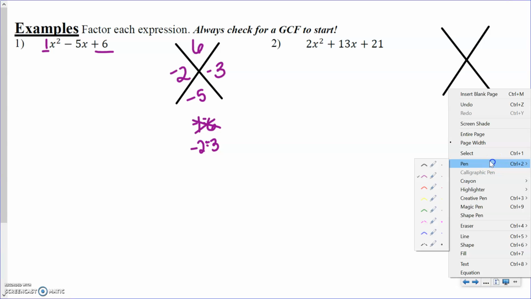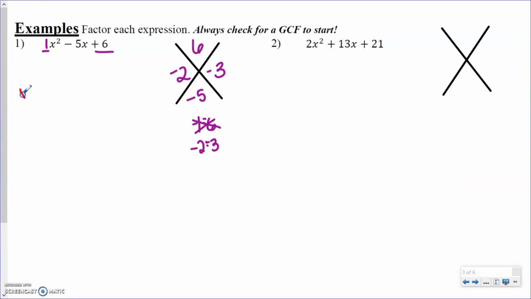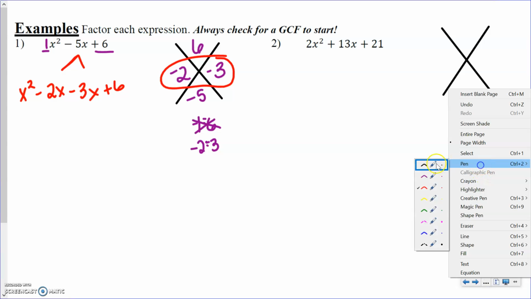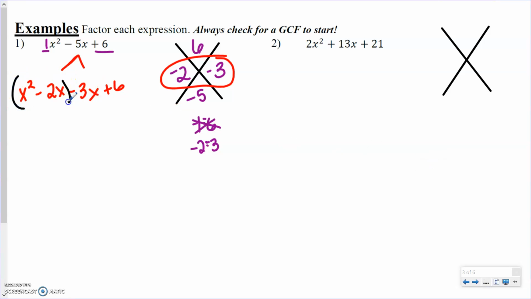So from here, we're going to do that AC split. So A stays the same, C stays the same. We're going to split that into two parts using these two numbers we just found. So minus 2x and minus 3x. We're going to make two groups.